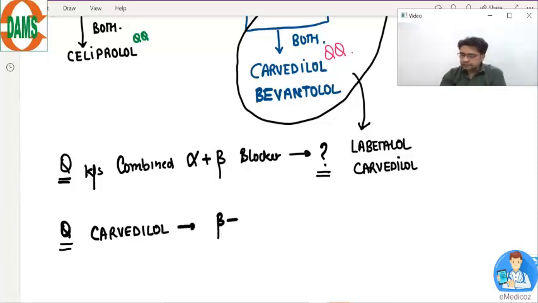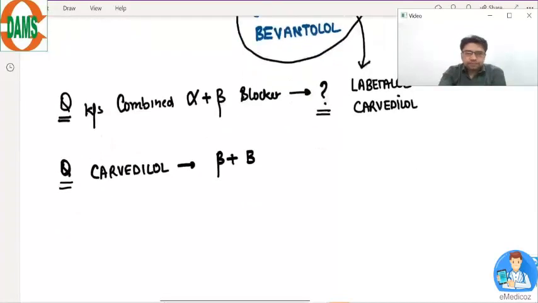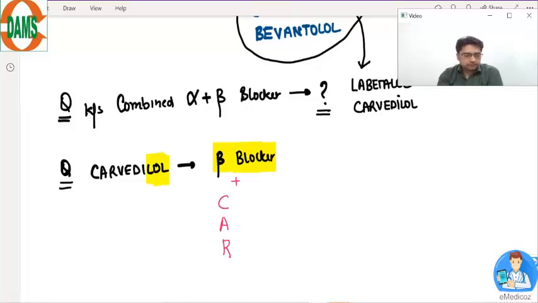Carvedilol is a beta blocker. Why is it a beta blocker? Because all beta blockers end with the word "lol". Okay, so it's a beta blocker. Carvedilol is a beta blocker with three properties: CAR.